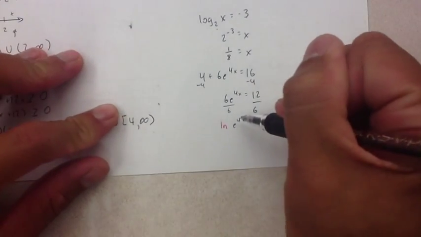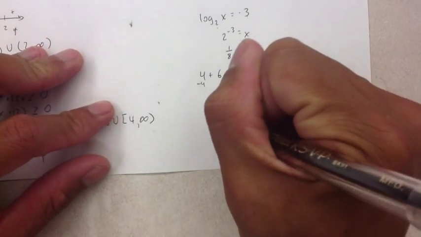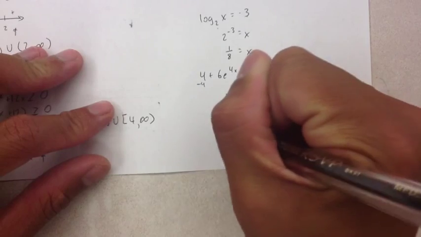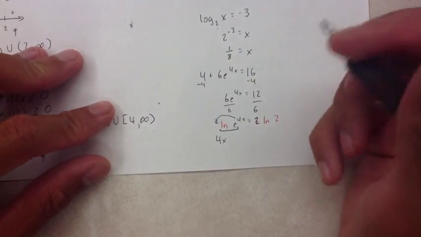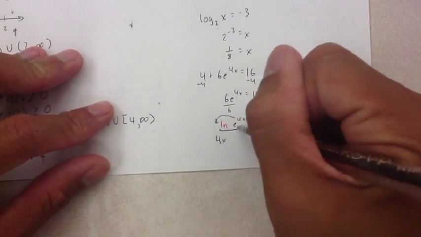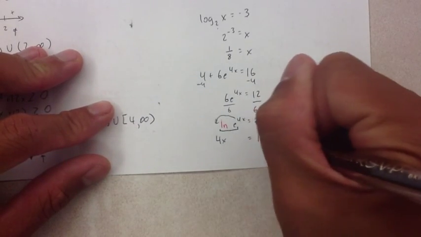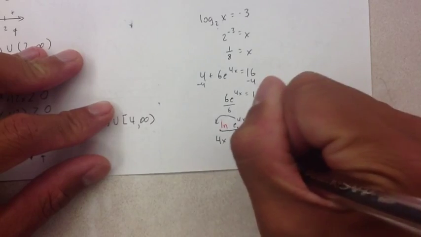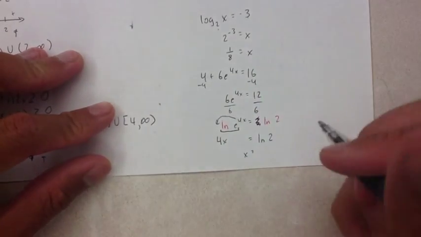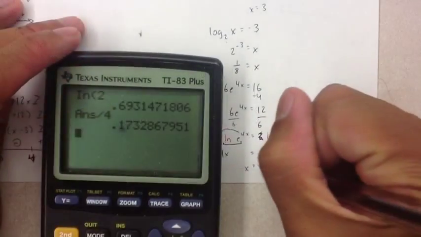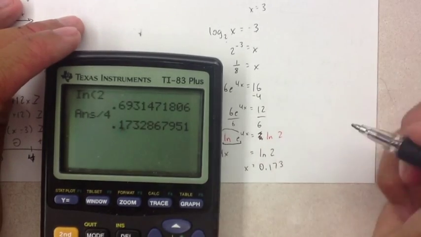And anytime I take a natural log, rule of powers means I can bring the power forward. And ln of e actually just turns out to be 1. Natural log of base e to the e is equal to 1. So this is just going to be natural log of 2. And if I just put that into my calculator and then divide it by 4, I get 0.173 roughly.